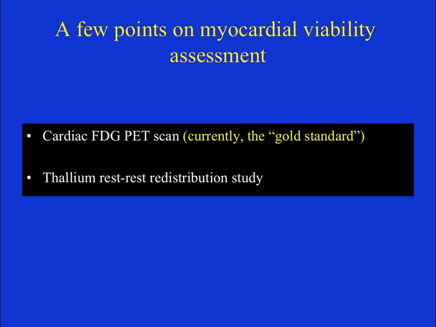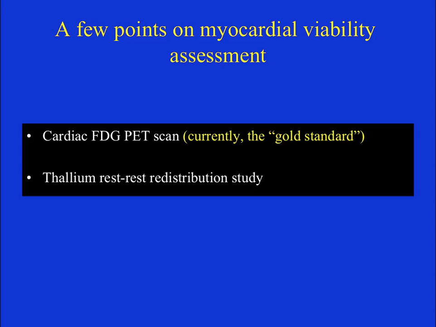There are two major modalities of doing a myocardial viability assessment. The first one is the cardiac FDG PET scan, which is the gold standard. FDG is fluorodeoxyglucose, which is a glucose analog, and the second is thallium. In this, we do the rest study only without the stress part.